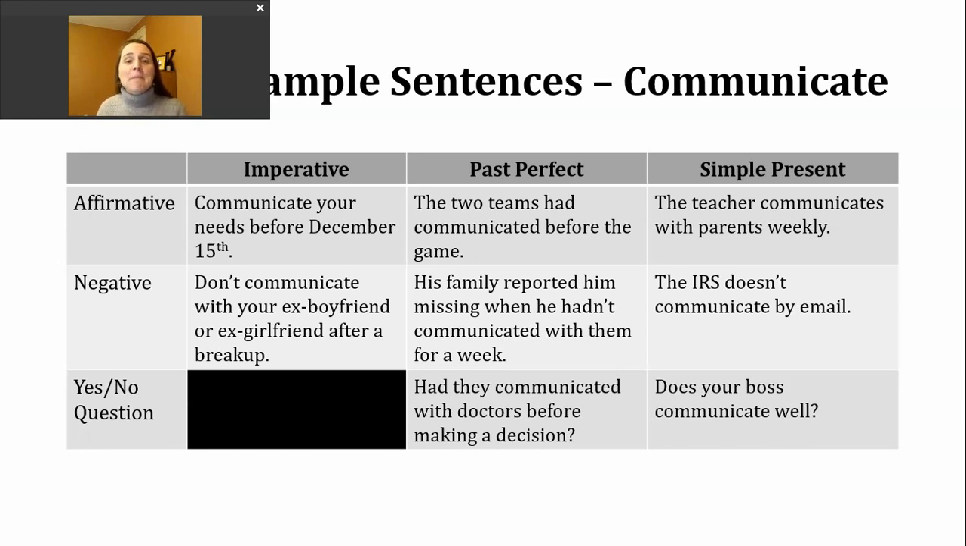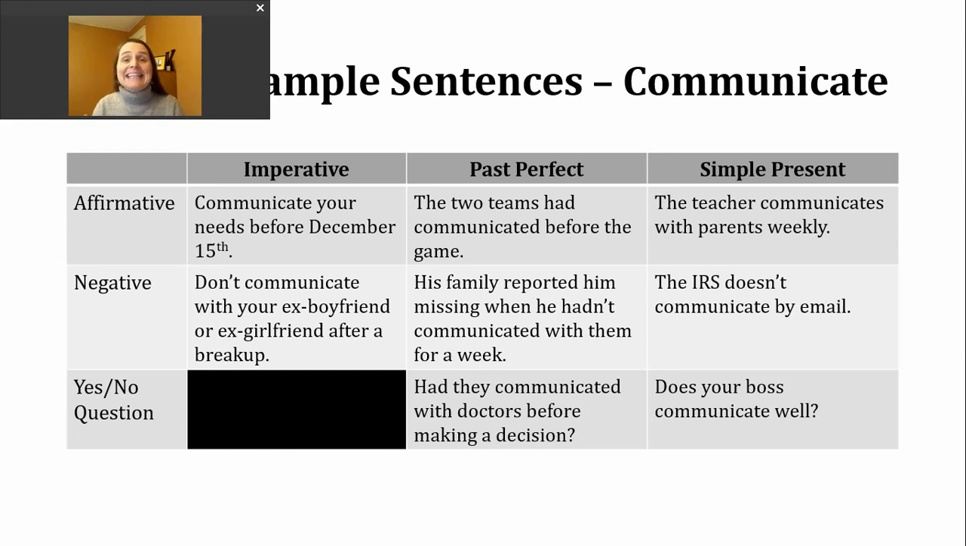Now let's take a look at the past perfect. To make this verb tense, I'm going to use the past form of have, that's had, and then I'll use the participle form of the verb. And I'm generally using this verb tense to signal that a past event occurred before something else. So let's take a look at an example sentence. The two teams had communicated before the game. So again, the time signal before there helps signal what happened first.